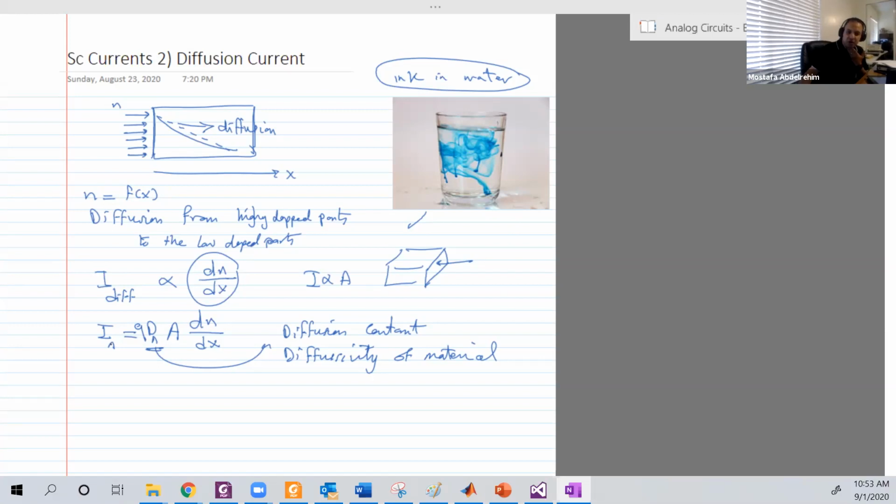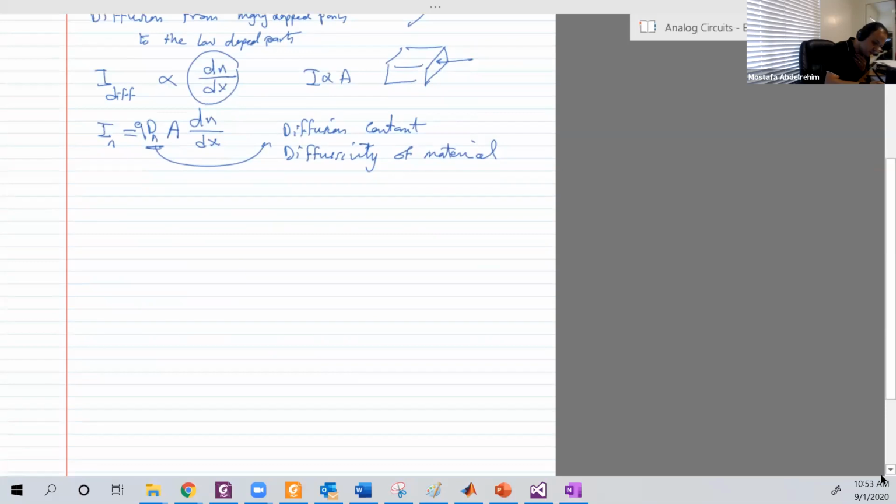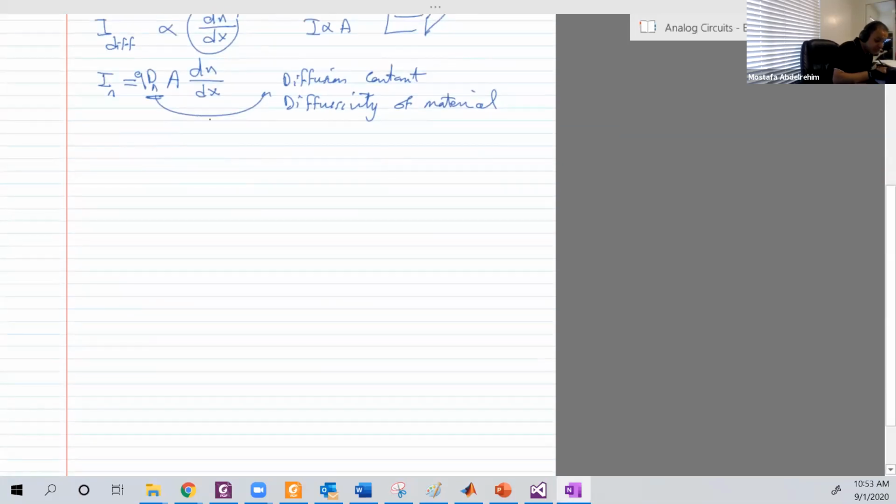Do we have the same for the holes? Yes, we have the same. So again, just to normalize things, we don't want to relate to the structure or the geometry of the material. So we like to express it as Jn, current density, which is just In over A, the area. So it's Q dN by dx. For holes, we have the same.